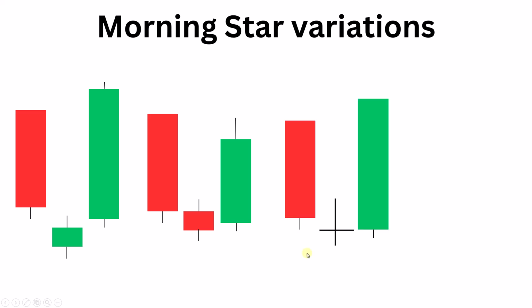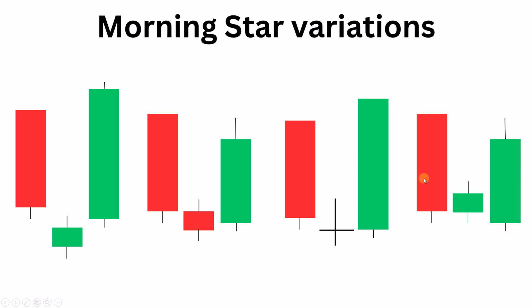Next, this is also a variation of morning star. We have a red candle, a green candle, and a doji. This is called a doji, which we will learn about in future videos. Here the buyers and sellers are both of the same strength and there is indecision, and so there is no body here. So this is also an accepted morning star.